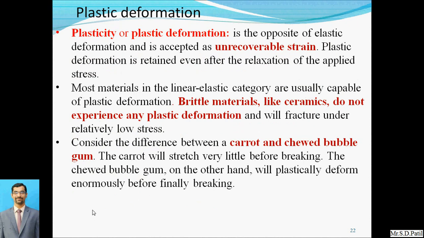Plastic deformation, we have already seen what it means. Basically, unrecoverable strain is nothing but plastic deformation. Most materials in the linear elastic category are usually capable of plastic deformation. Brittle materials like ceramics do not experience any plastic deformation and will fracture under relatively low stress. So there is no plastic deformation in brittle materials. The material directly fails.